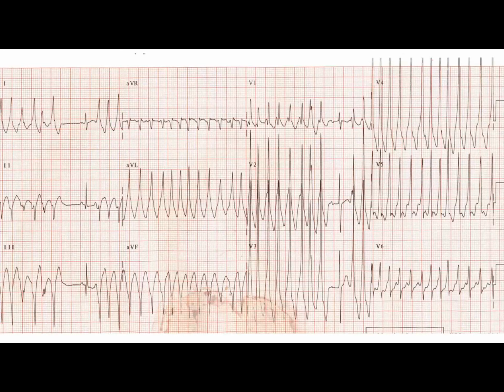So can somebody say what we are looking at? Wide QRS complex, ma'am. Okay. Ventricular tachycardia. Okay. Can you see P waves? Ventricular fibrillation. Somebody said ventricular fibrillation.